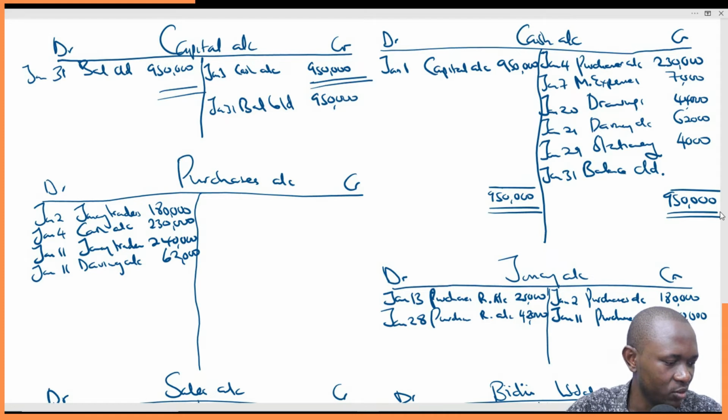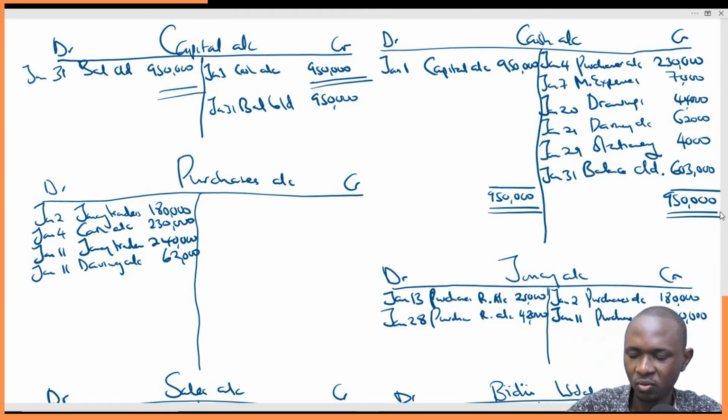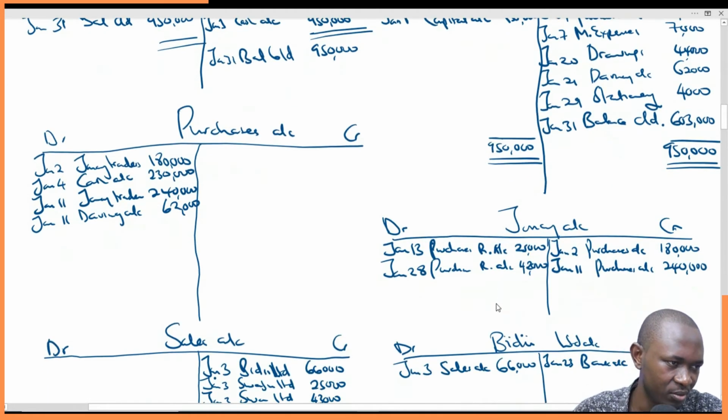So let's get the total. That is 230 plus 7,000 plus 44 plus 62 plus 4. That gives us 347. So 347 minus 950, we get 603. 603,000. So make sure you get the figures right. I hope we are getting these figures right too, because the moment you mess up, you get everything wrong, it will not balance at the end of the day.